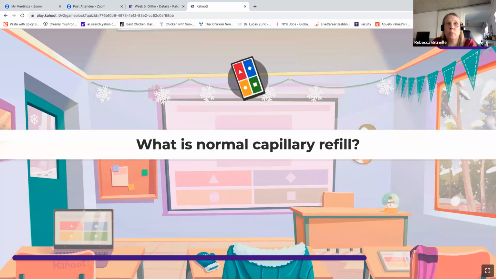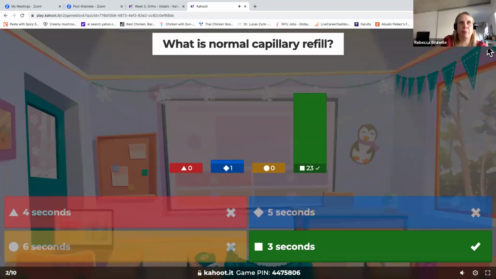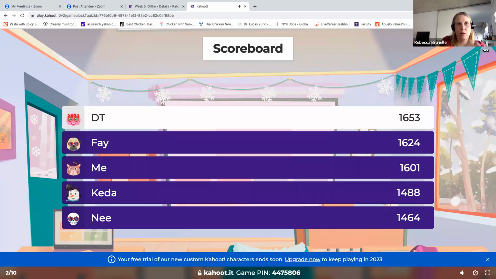So what is a normal capillary refill? 4 seconds, 6 seconds, 5 seconds, or 3 seconds? Very good. I'm glad you guys by and large knew that. So that's part of your neurovascular checks when you're in traction or if they have a cast on.